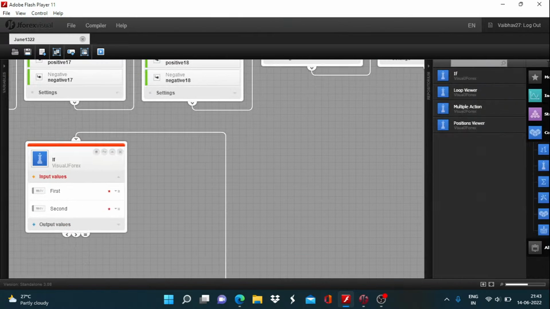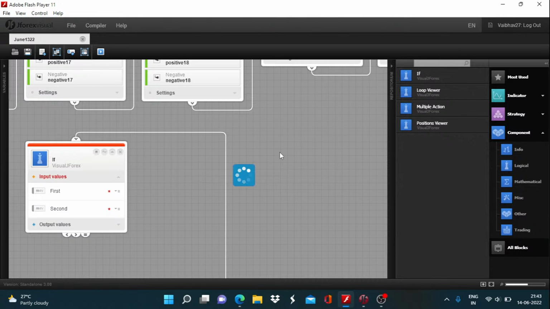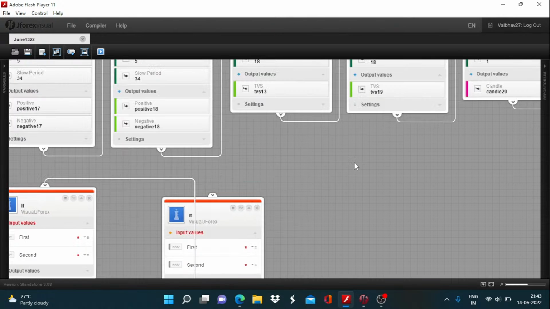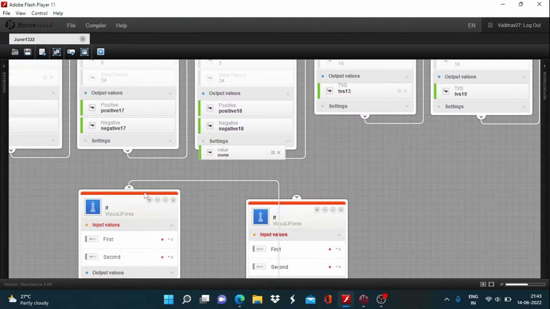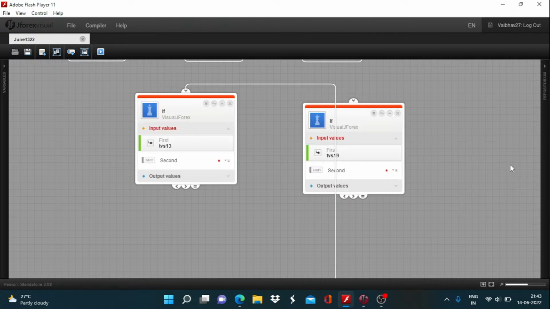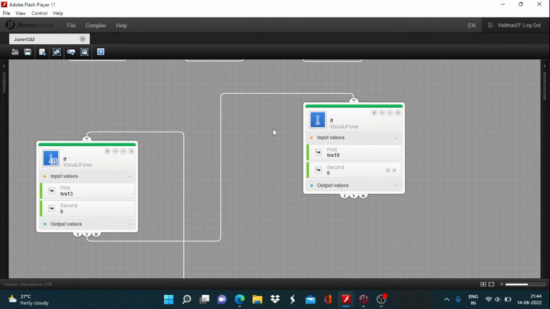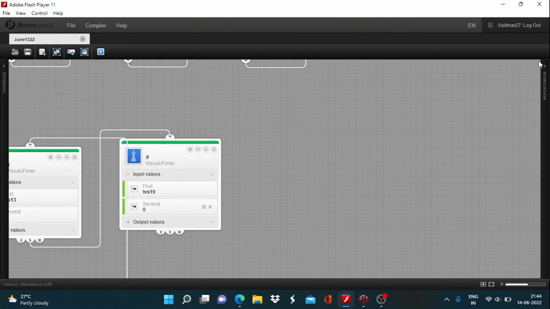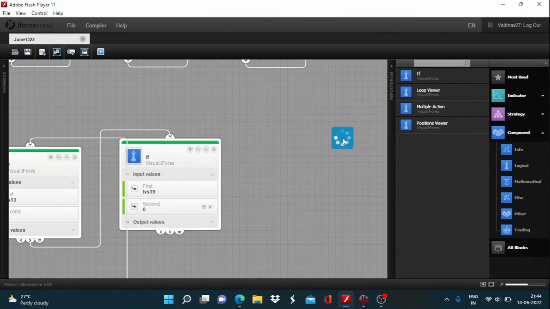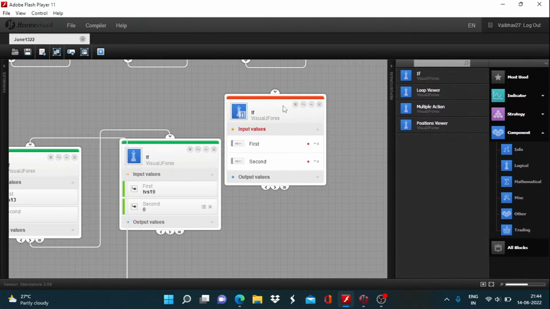So for that, I'm going to add two of these if blocks. Second parameter is going to be 0. First input greater than second input. After that, we bring in another couple of if blocks.